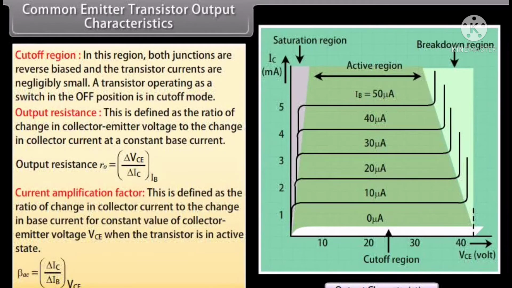Current amplification factor. This is defined as the ratio of change in collector current to the change in base current for a constant value of collector emitter voltage VCE when the transistor is in the active state.